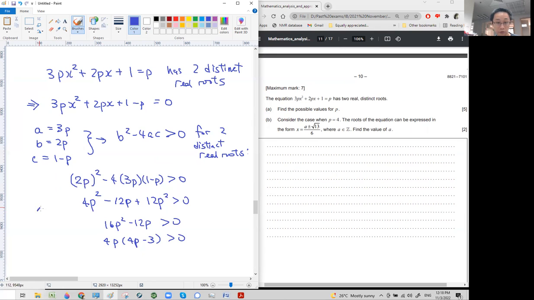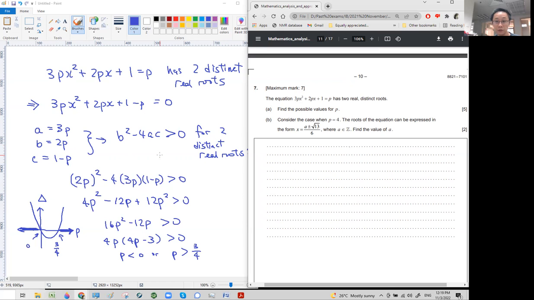And for a quadratic bigger than 0, we are basically looking for all the usually x values, but here it's going to be the p-values. You want p-values smaller than 0 or bigger than 3/4. P less than 0 or p bigger than 3/4. You can also use some other kind of sign diagram, but I think a quadratic inequality is best solved just by visualizing the quadratic graph itself.